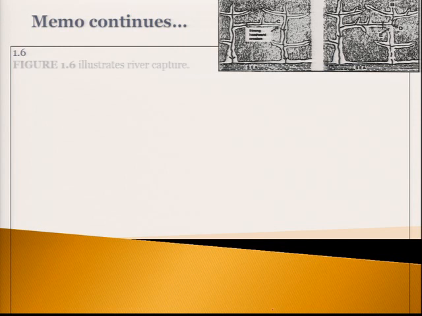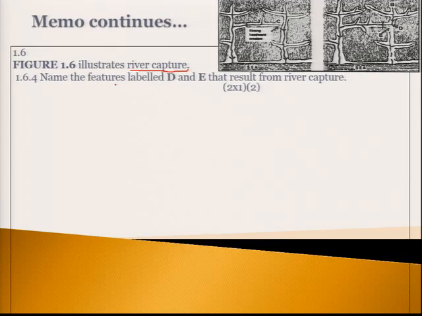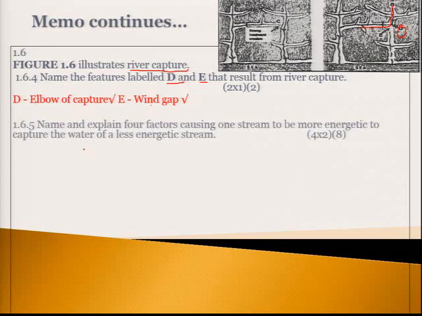Colleagues, let's continue. Figure 1.6 still continues to talk of the river capture. Name the features labeled D and E as a result of the river capture. You've got your D here, and you've got your E, which is the area that is left. D is pointing at where it starts to turn. Where it turns, it's your elbow of capture, and then at E you've got your wind gap. Straight and forward. Name and explain the 4 factors causing one stream to be more energetic. Why stream B is more energetic and captures the water of the less energetic stream.